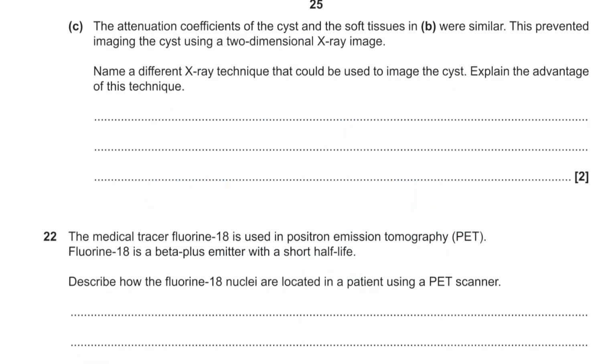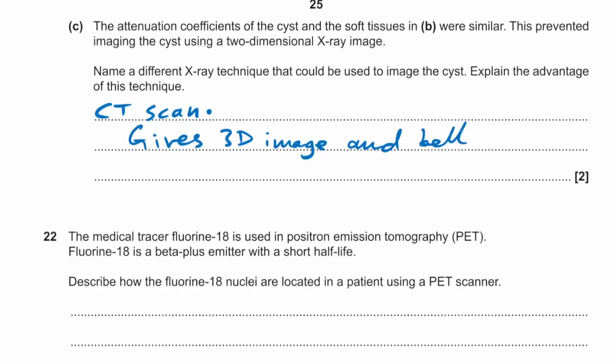The attenuation coefficients of the cyst and the soft tissues were similar. This prevented imaging of the cyst using two-dimensional X-ray imaging. Name a different X-ray technique that could be used. We could, of course, use a CT scan or a CAT scan, and give a reason for this as well. It gives a 3D image and better contrast. So there's two reasons that you can choose from. You won't get a mark for saying more detail. It's all about the contrast.